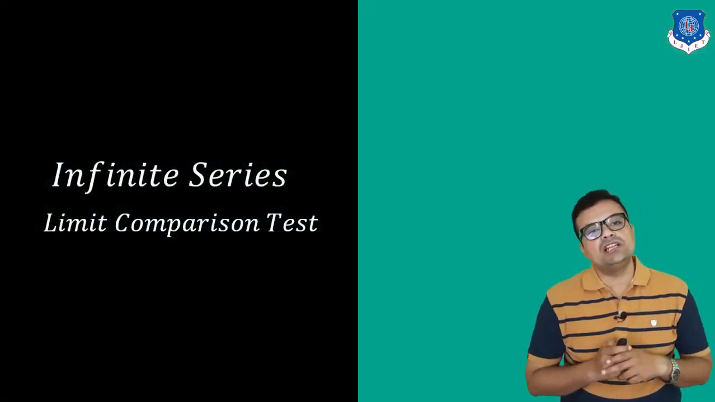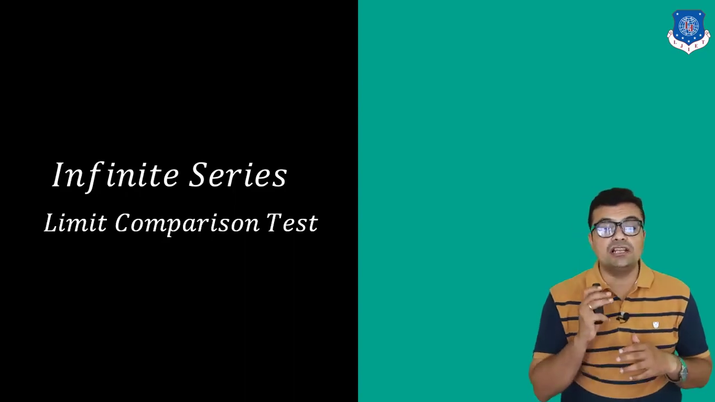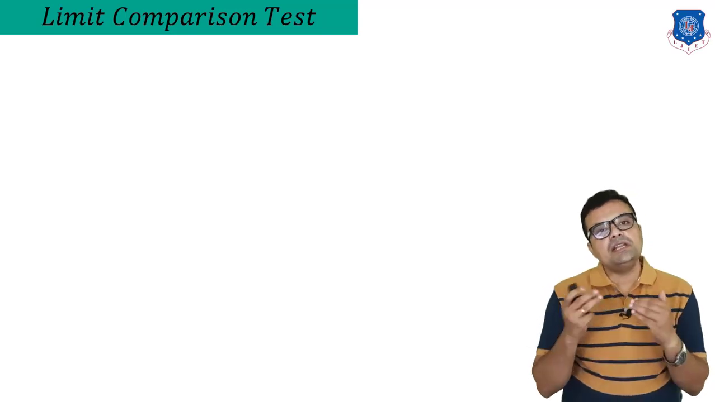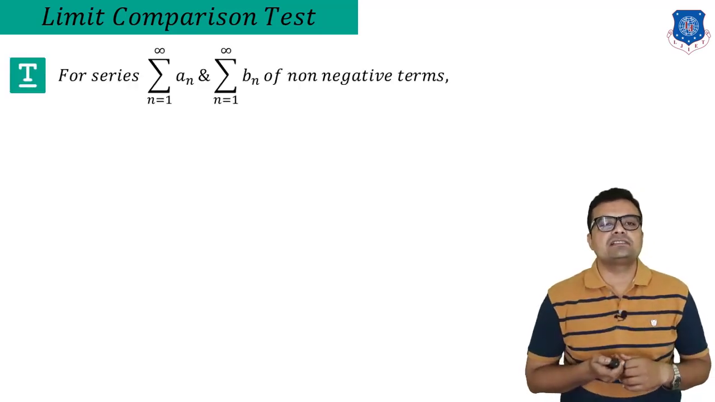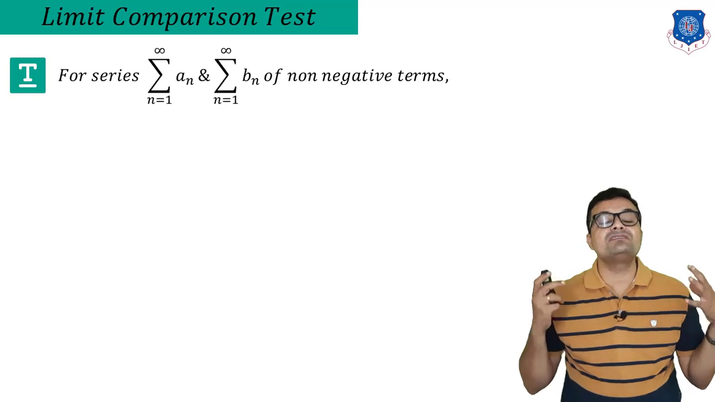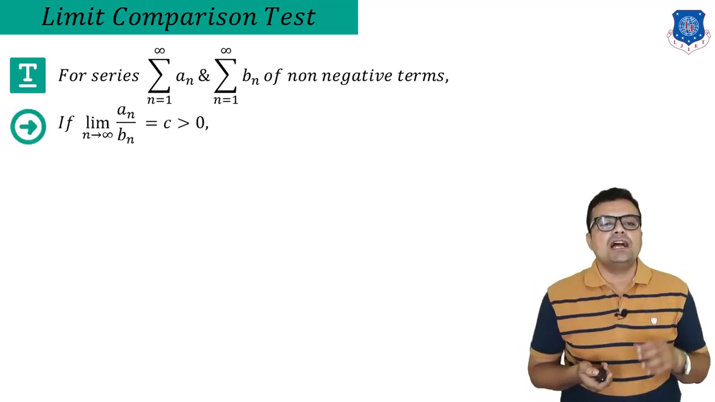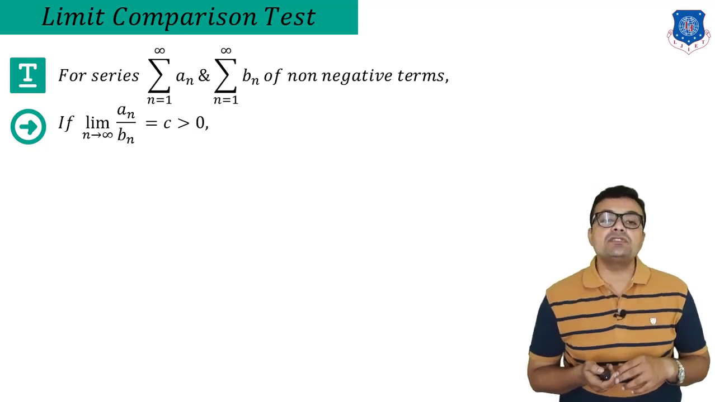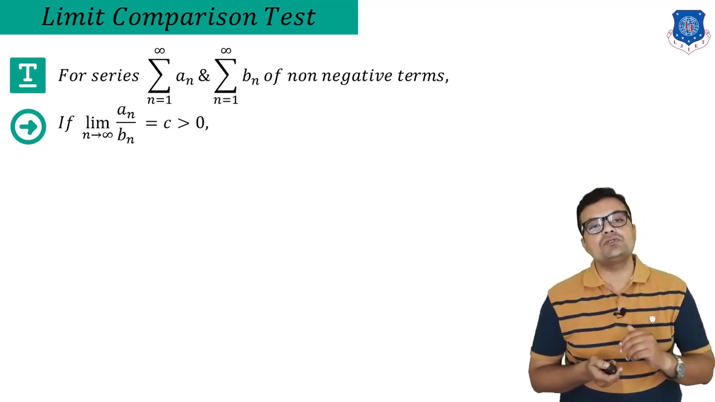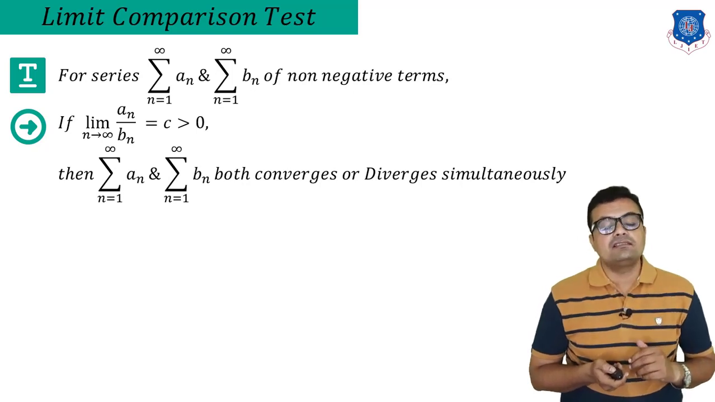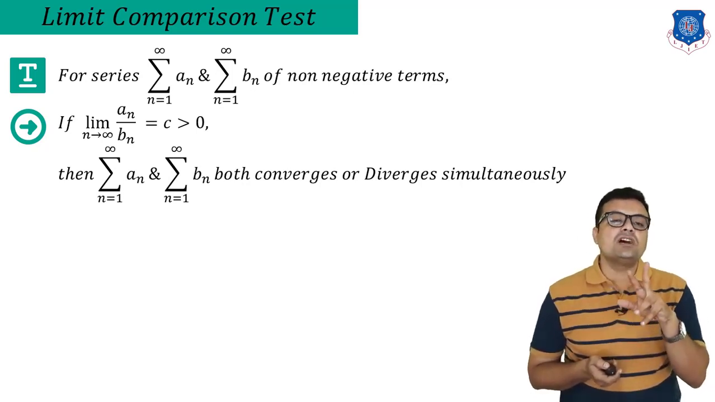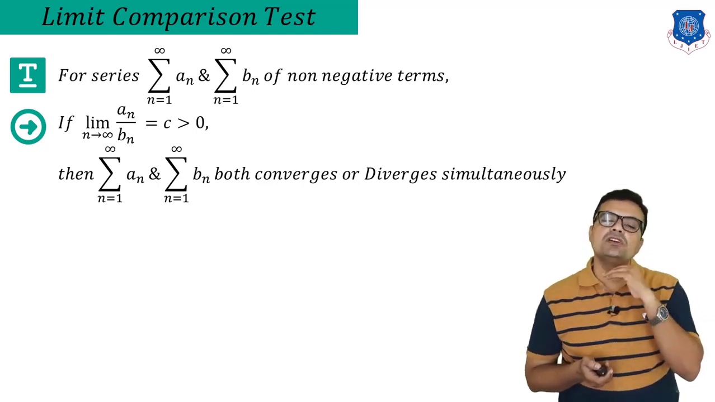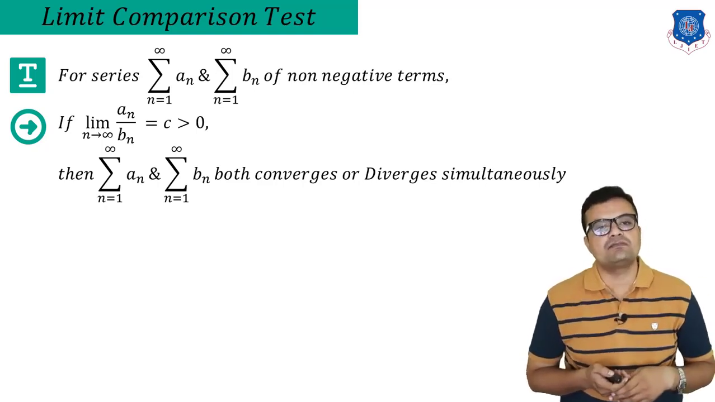Now let us go for the limit comparison test. The limit comparison test works like this. In place of considering the whole series at a time, I can take An and Bn in a ratio, and take the limit as n tends to infinity. If it results in a positive number C, then both of these series are of the same nature. That means if one is convergent, the other must be convergent; if one is divergent, the other must be divergent.